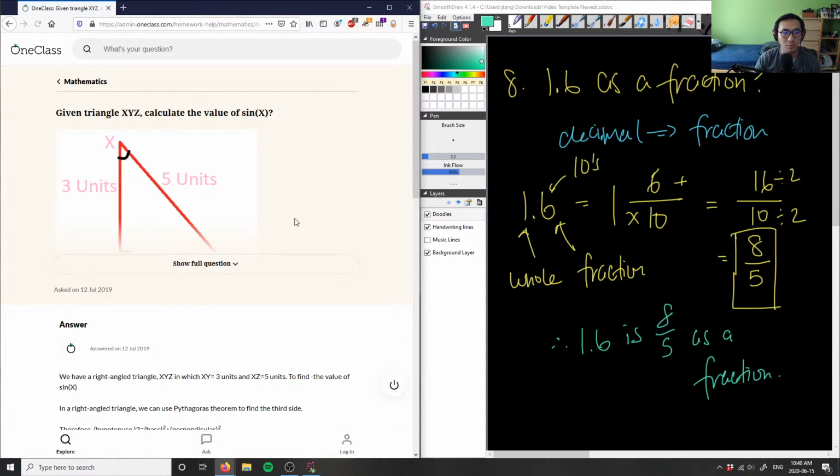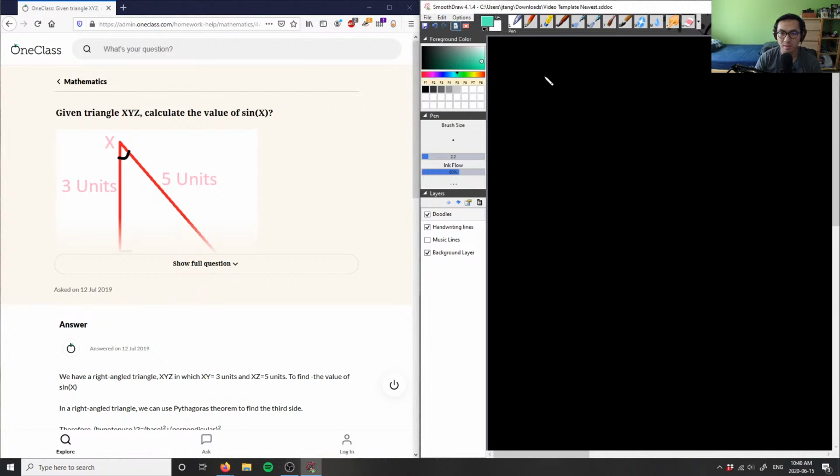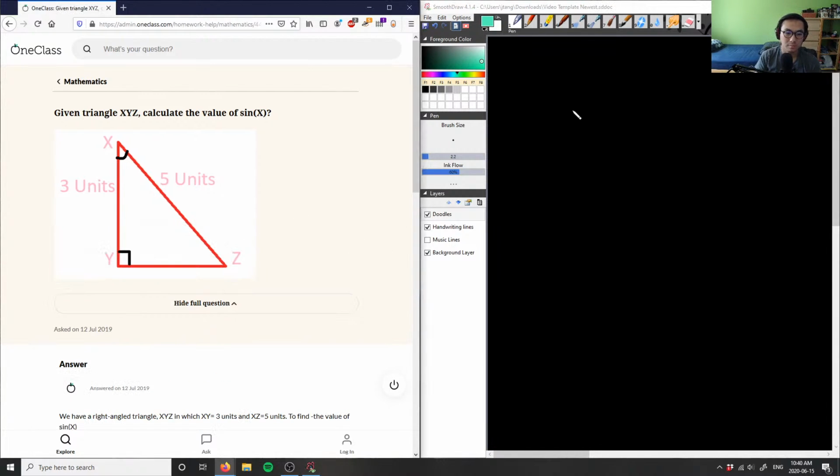Let's do 2 more problems for today. So we have question 9 and question 10 left. It says, given the triangle XYZ, calculate the value of sine x.